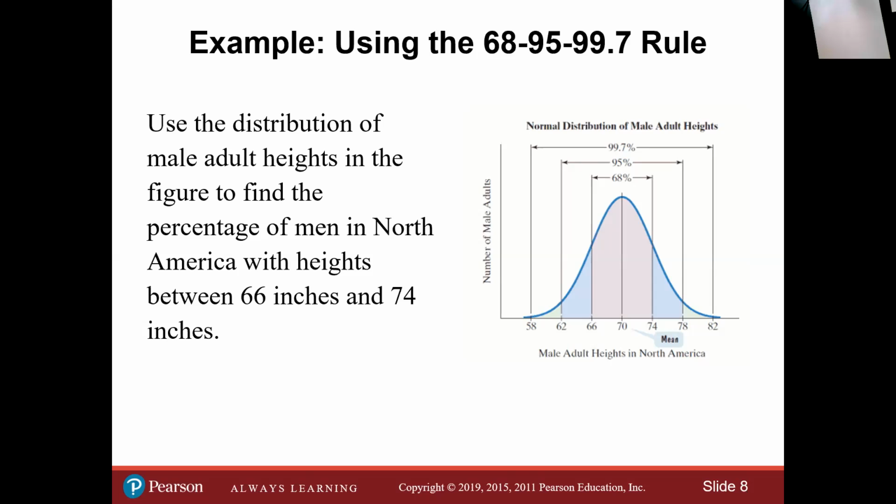So this is a representation of that. Now, here we have this between. Find the percentage of men between 66 inches and 74 inches.